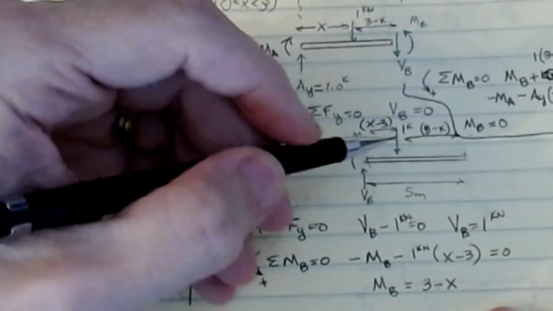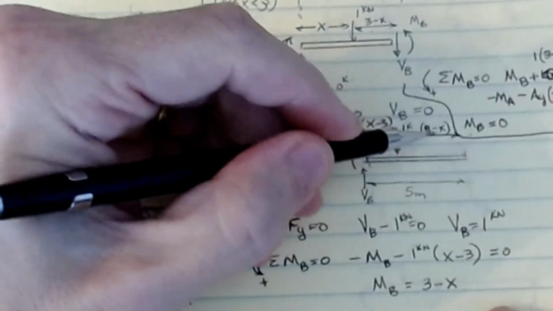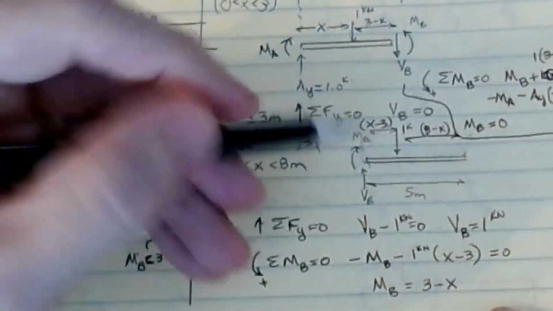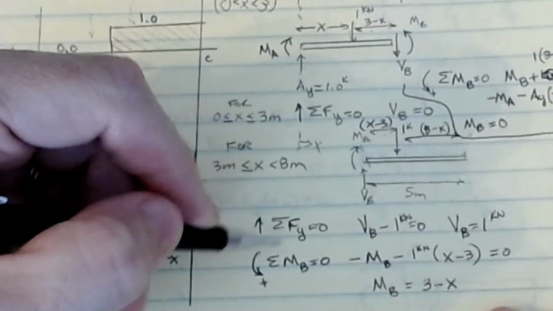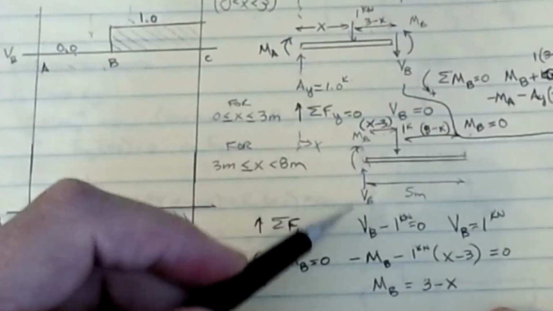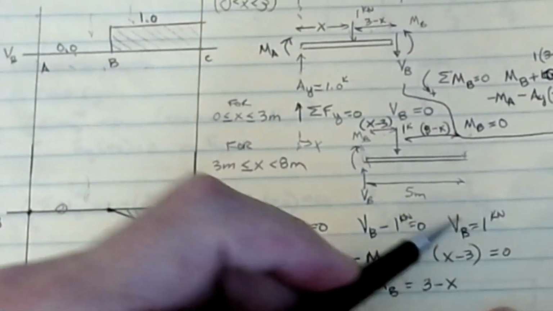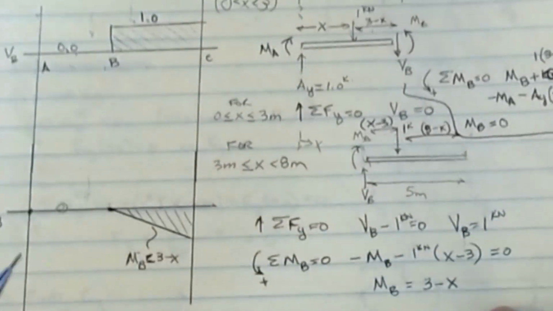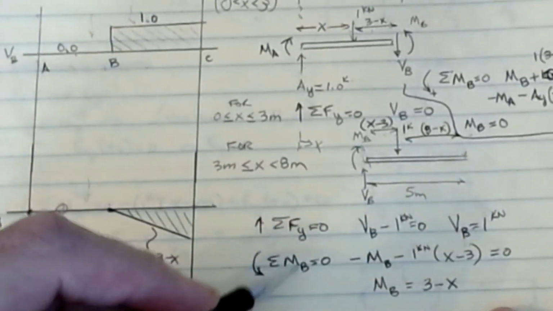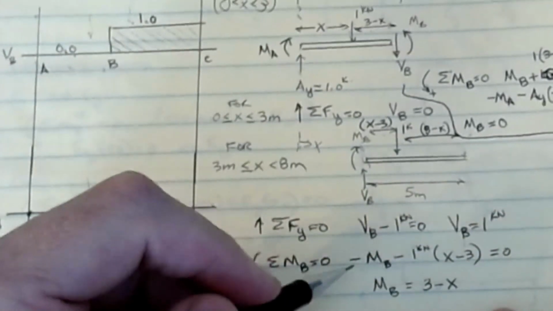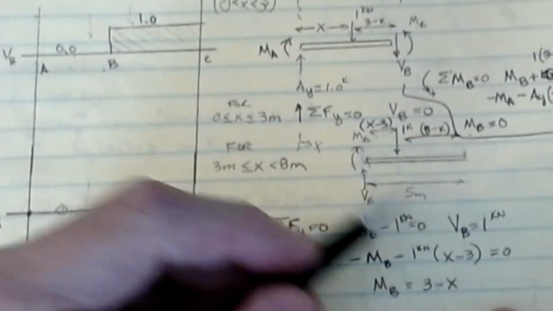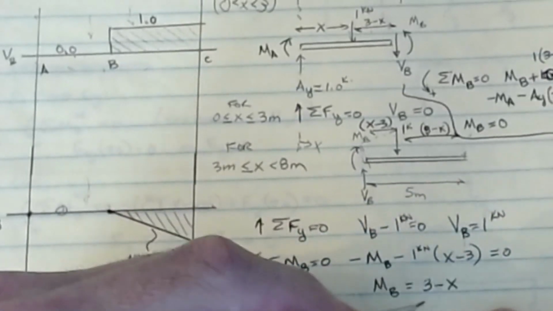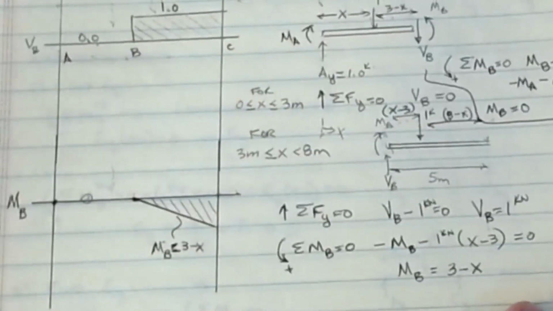Okay, and then the final end of it from here to the other end is 8 minus X. So if I take that free body diagram with these distances on it, I can now do sum of forces in the y direction equal to 0, upward positive. So on this picture, it's VB minus 1 equals 0, so VB is 1 kilonewton. Okay, and then the sum of the moments at B is going to be then minus MB minus 1 kilonewton times that X minus 3 dimension. Okay, and so MB is now equal to 3 minus X as our equation.